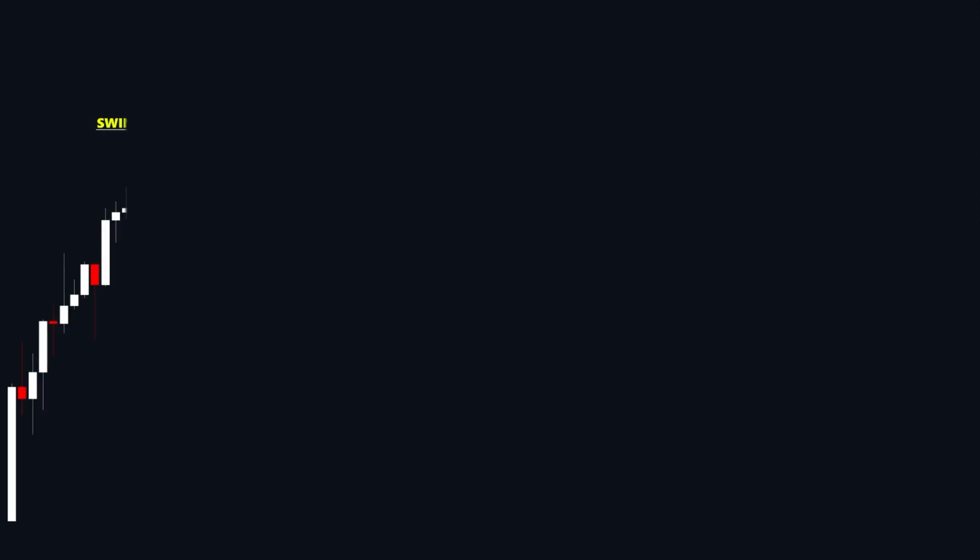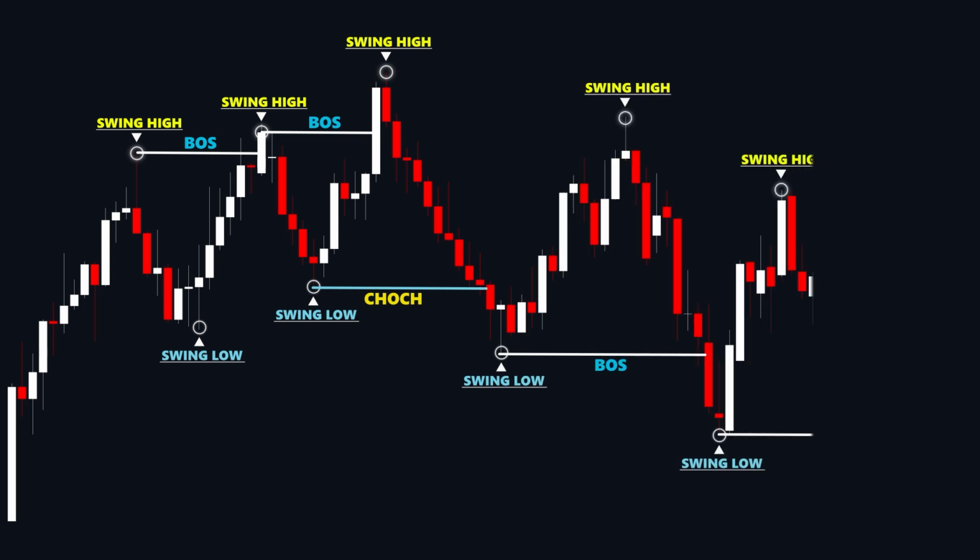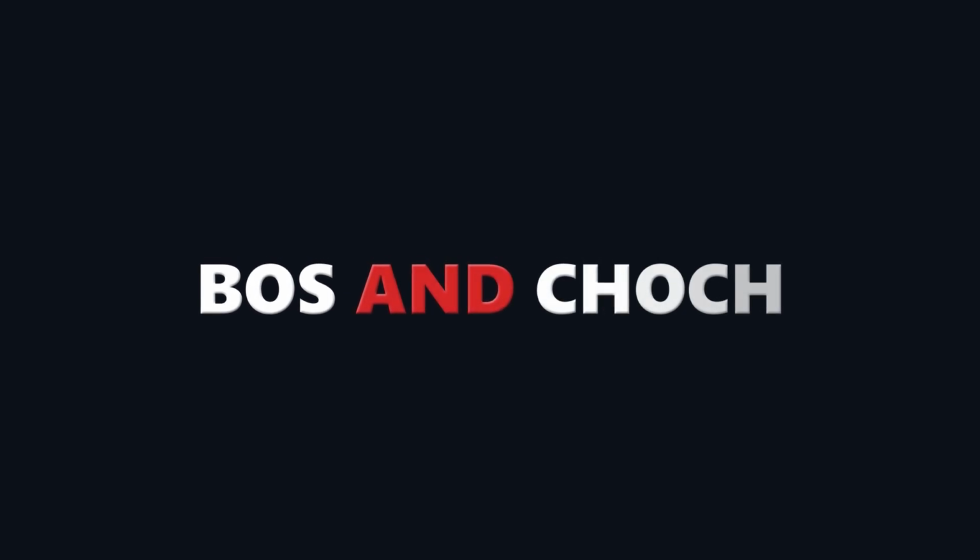It's easy to spot a swing high or a swing low, but the real question is, will the trend continue or is it about to reverse? That's where 2 simple tools come in: break of structure and change of character. Let's start with break of structure.